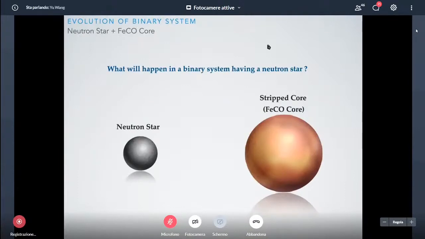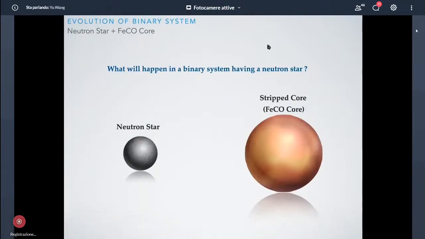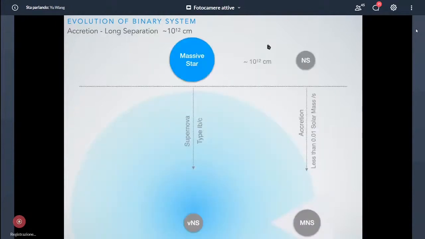A binary system is very common in the universe because we know most stars are in binaries. And in some cases, there is one neutron star with another stripped core, a carbon-oxygen or iron core. They are located at a very narrow distance. So what will happen in such a system? Here is a small cartoon.